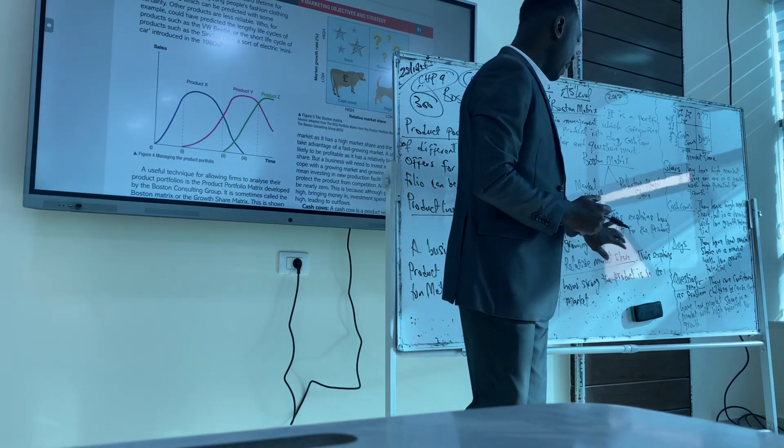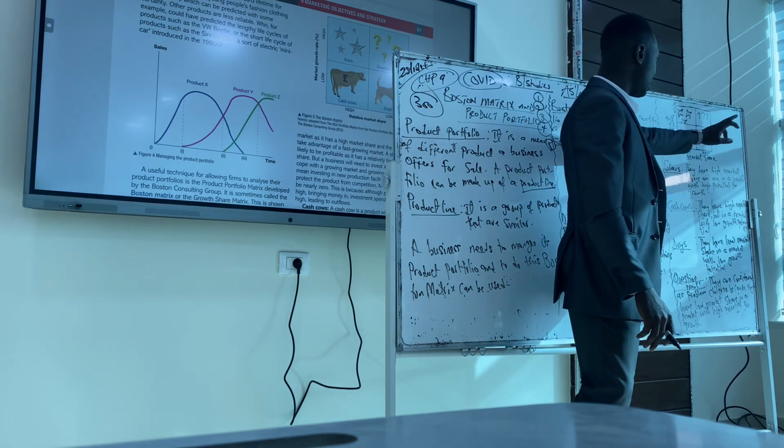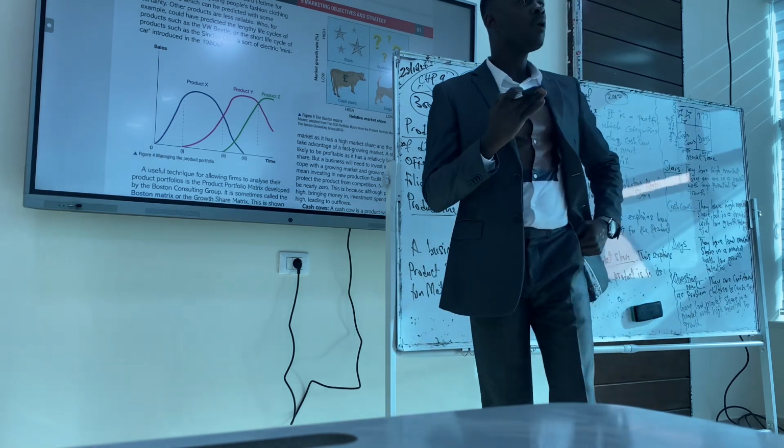So we go with the market growth, which I explained, and the market share, which I explained. So we go to the Boston Matrix itself. We have the stars, the question marks, the cash cows, and the dogs. We're going to start with the stars. Why do we call them stars?